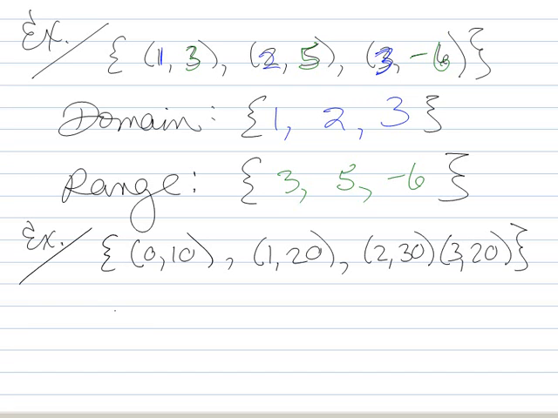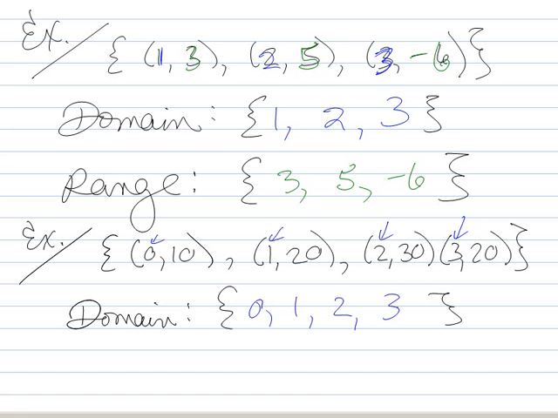320. Good? Now again, if I'm listing my domain, that's all the x values, so all the values that are in the x position. I'm going to do arrows, that's probably cleaner. All the values in the x position, so 0, 1, 2, and 3. Now can you come up with the range?